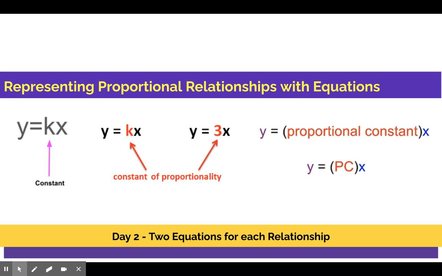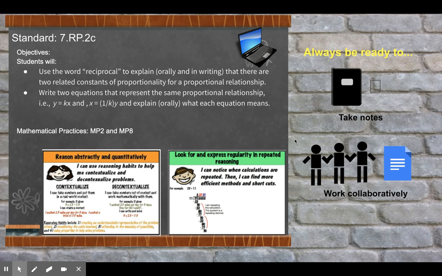So once again, we're in day 2 of equations for proportional relationships. We're talking about representing proportional relationships with equations. As you can see on the screen, we talked about this last week, but remember, our format for constant of proportionality is y equals kx, and k is going to be your constant of proportionality or your unit rate when we're talking about equations. So let's go ahead and copy this first section down.